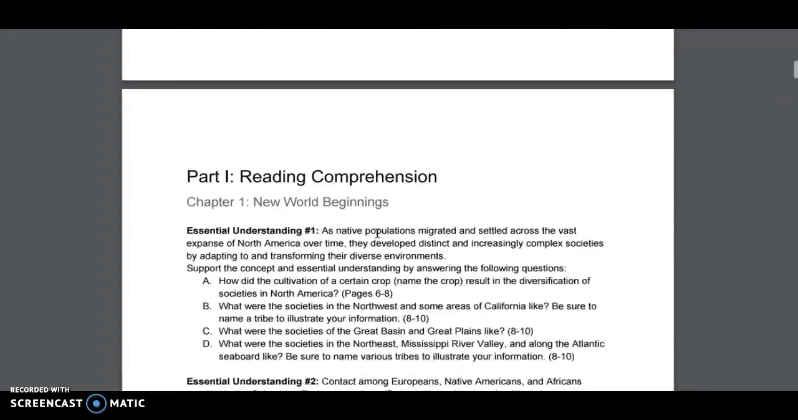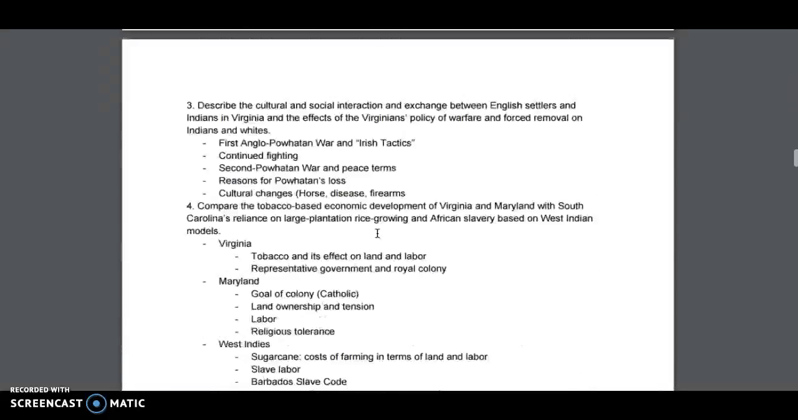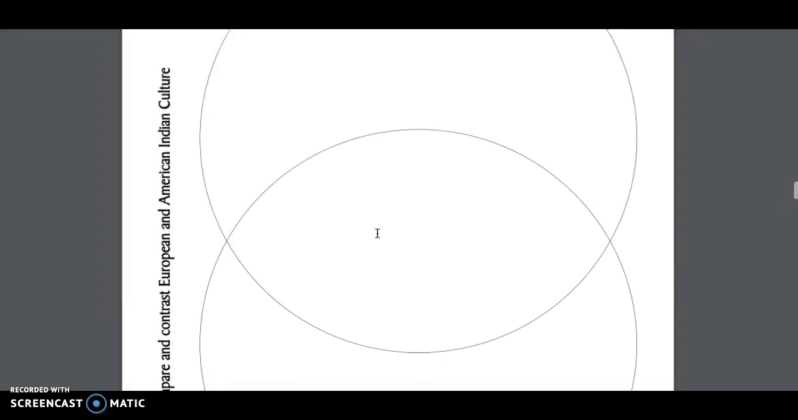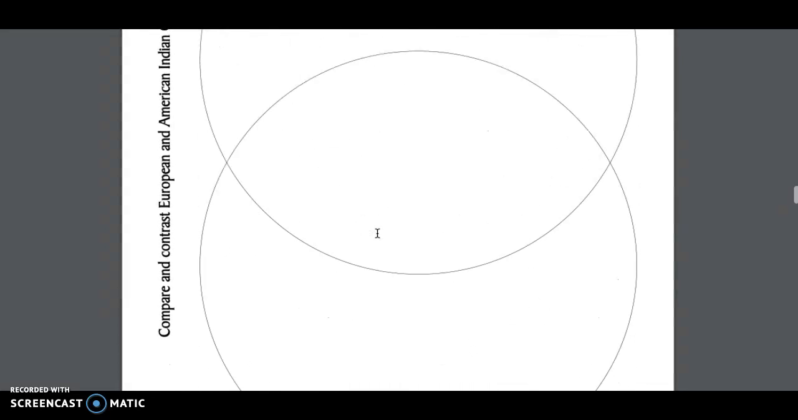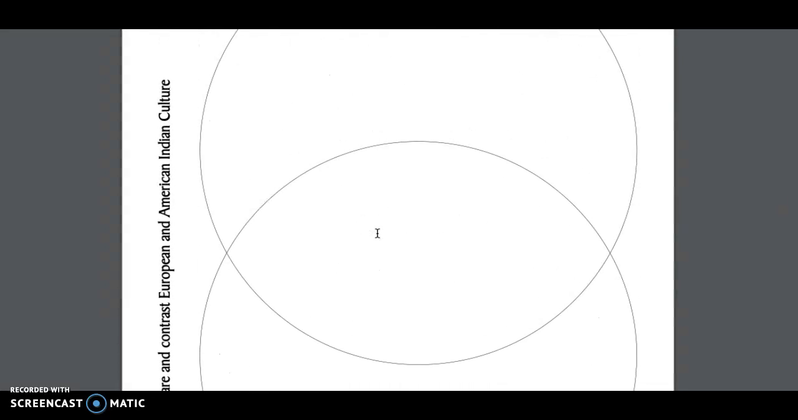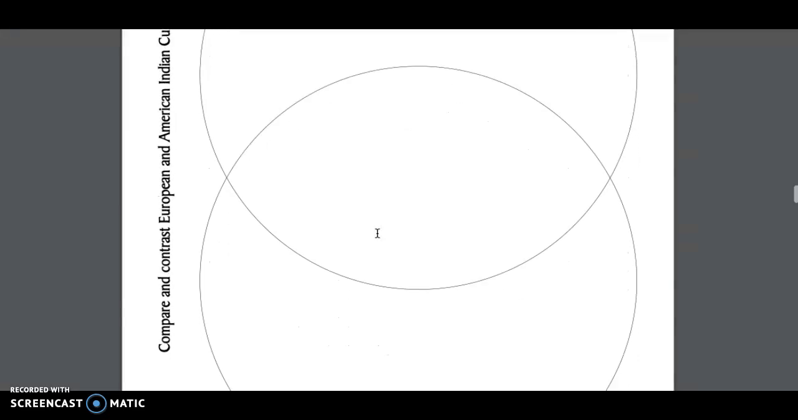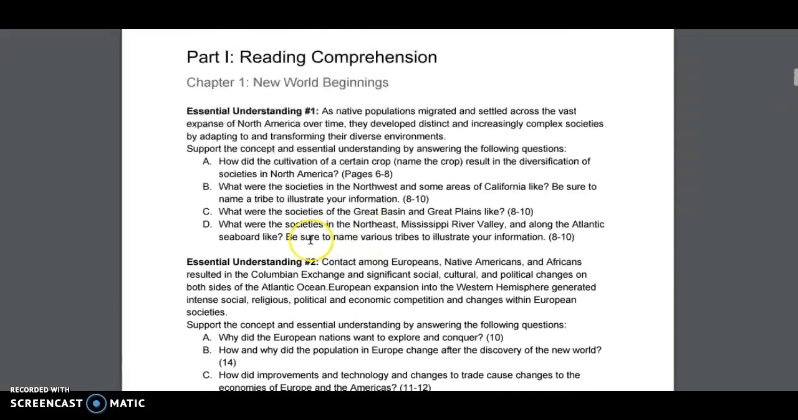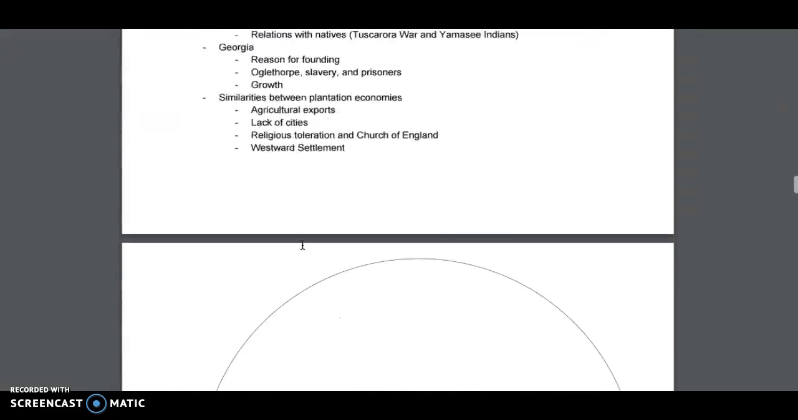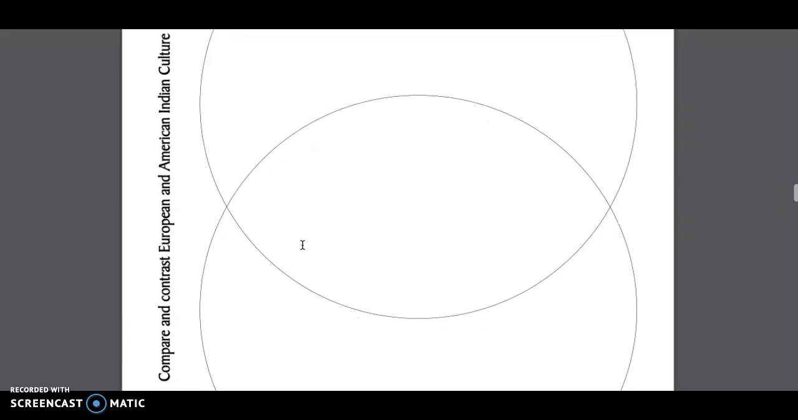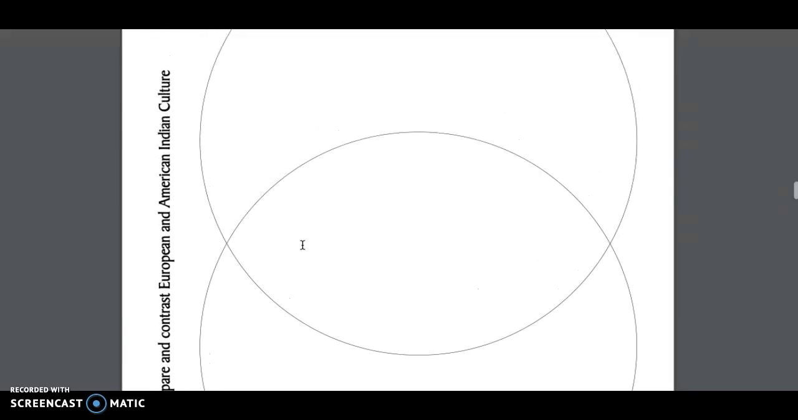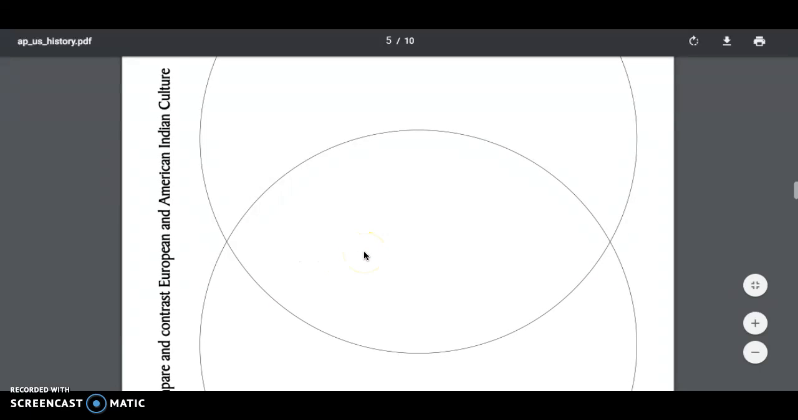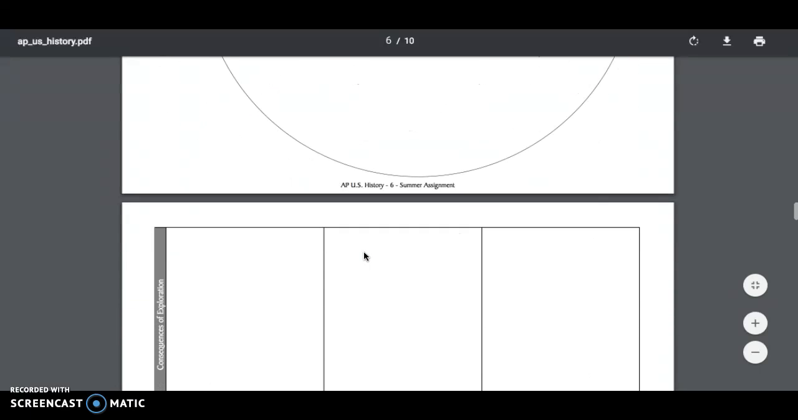I'm going to jump a little bit ahead to part two just so you see. Part two are these graphic organizers that would help you. Remember that these aren't due till the third day, but you might as well get them done as you complete the parts of the chapters that refer to it. So this graphic organizer that has to do with compare and contrast European and American Indian culture is going to be from chapter one. So you can get it done probably pretty quickly while you're doing chapter one.